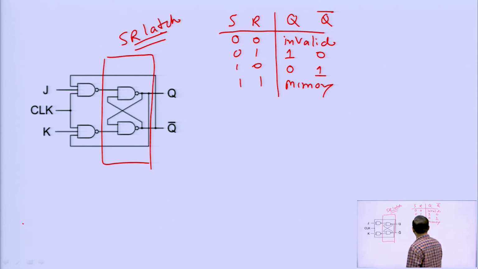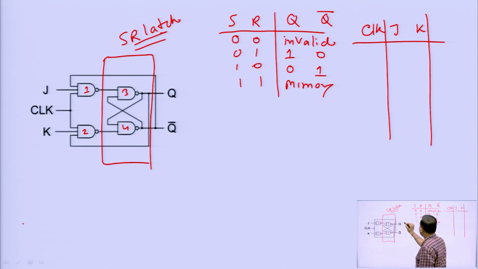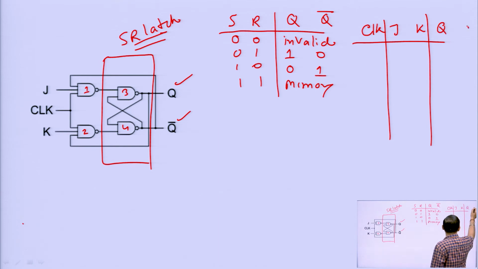And to avoid this condition, 0 0, where both outputs are invalid, that case we are avoiding in JK flip flop. So, we have included one extra input as clock. Here, let us name these as NAND gate 1, 2, 3 and 4. Okay. So, when clock input is there along with J and K input, finally you are getting two outputs, Q and Q bar. So, let us write it like this, Q and Q bar.